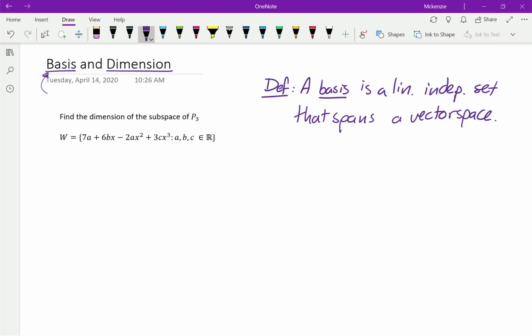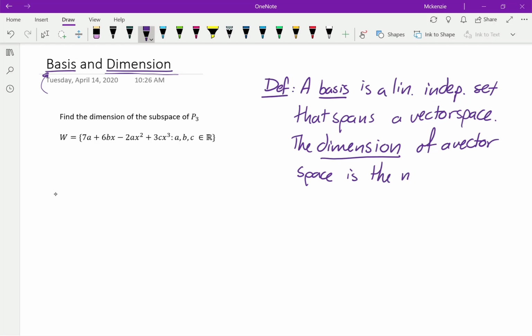And today we're going to be introducing the topic of dimension. The dimension of a vector space is the number of elements in any given basis. And the great thing is that this number is always going to be the same.